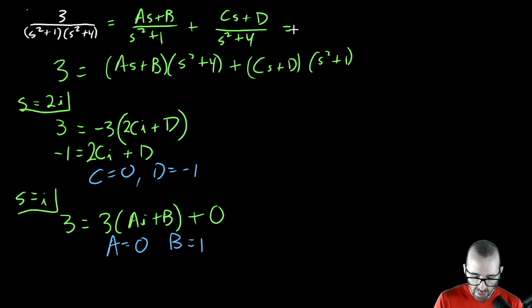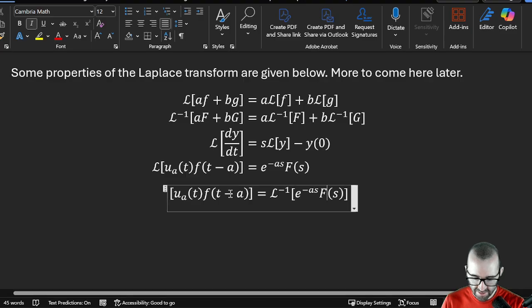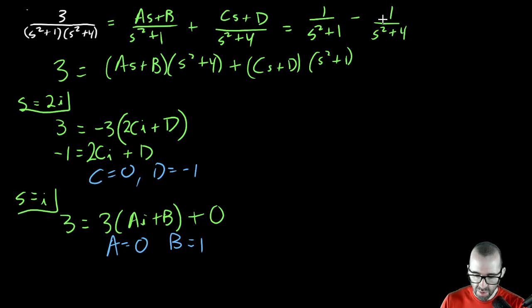So this whole thing will be just 1 over s squared plus 1 minus 1 over s squared plus 4. And those will both be sines, I believe. Yep. Sines. This one will take a little bit of work, but not that much.